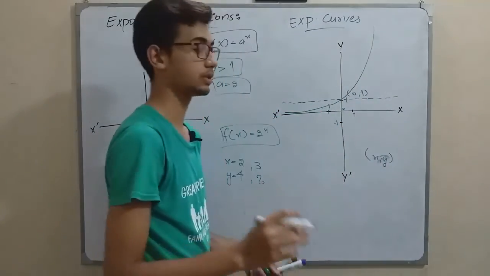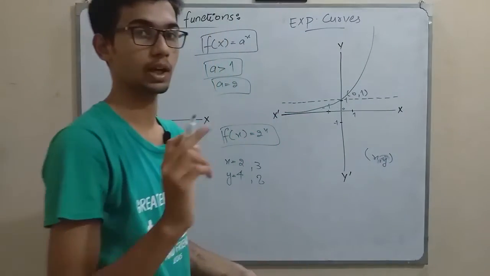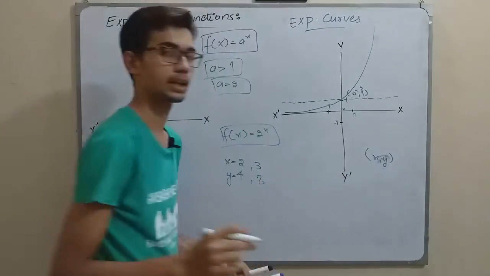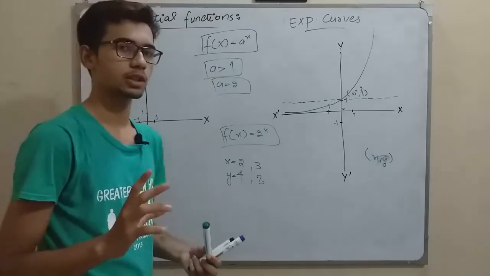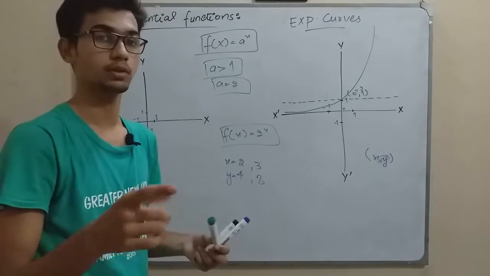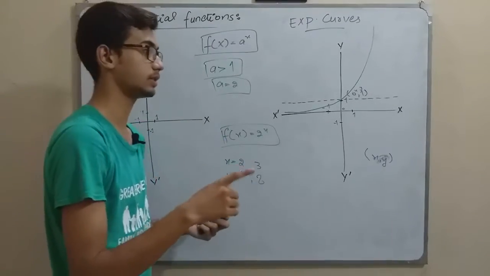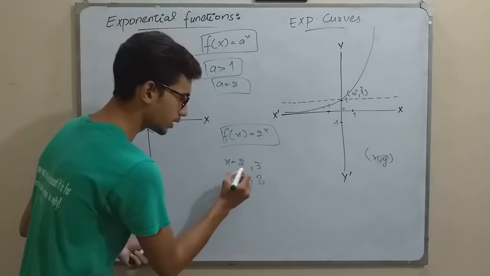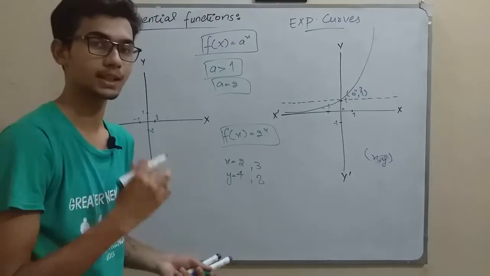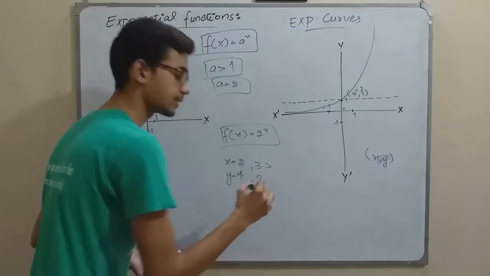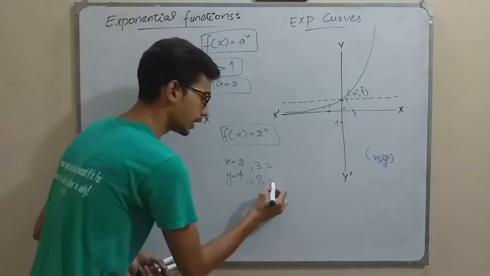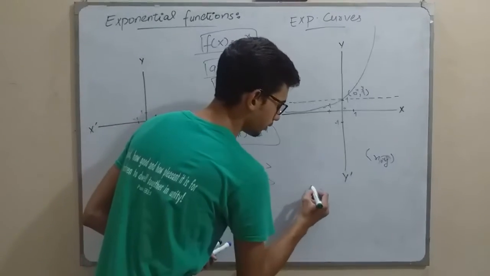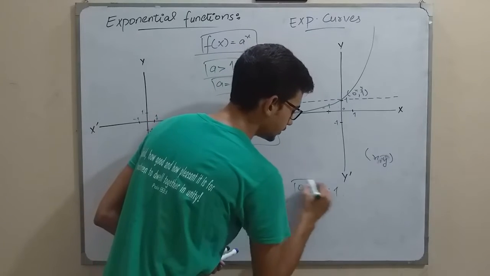which must pass through this coordinate (0, 1), where x is 0 and y is 1. The graphs or curves of exponential functions must pass through this point. And we have a certain condition. If you're looking at this, if x is increasing, the value of y is also increasing. But what if I put the value of a in between 0 and 1?